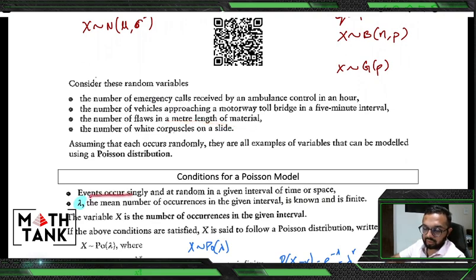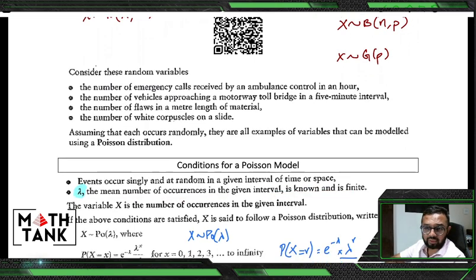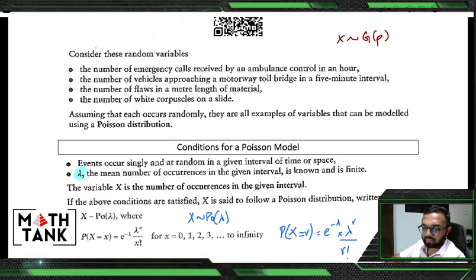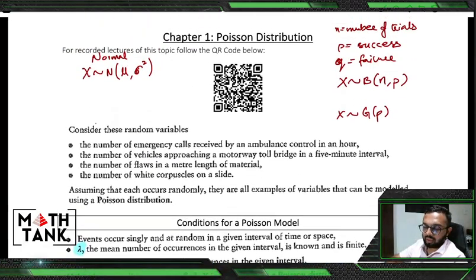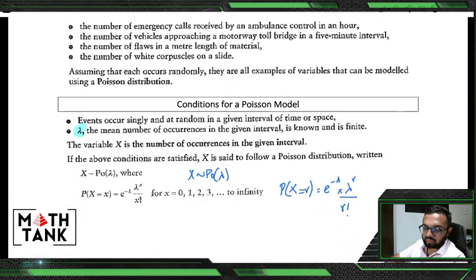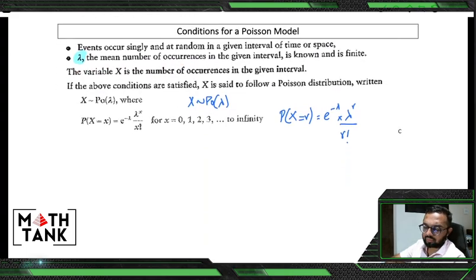So conditions for a Poisson distribution are that events occur singly and at random in a given interval, time or space, and lambda, the mean number of occurrences in a given interval, is known and finite. Those are two conditions that you must remember. They come up in the questions as well, and that is what you need to know. So the Poisson distribution has just one parameter, and that is lambda. Lambda represents the mean number of occurrences in a given interval.